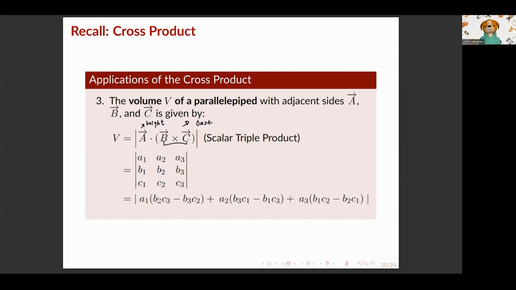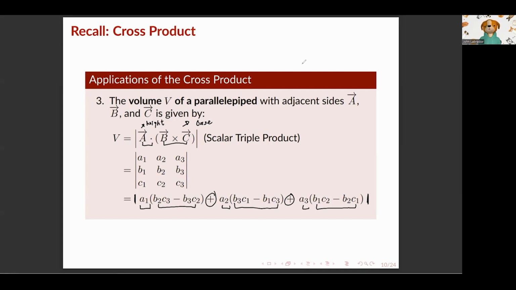So as you can notice, this difference right here, B2C3 minus B3C2, is the cross product. And we apply the dot product here with A. So we have A1 multiplied to this one, A2 multiplied to this one, and A3 multiplied to this one right here. And then we add them all together since it is a dot product. Lastly, we apply the absolute value to get the volume. So later on, we are going to solve the volume of a parallelepiped, so we can apply this concept right here.